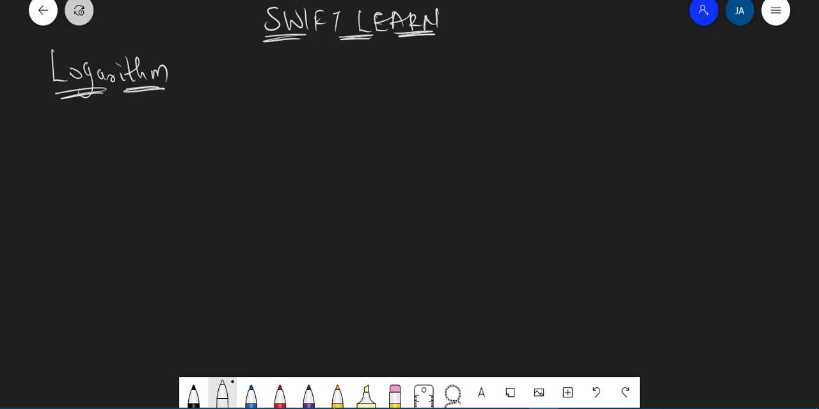Logarithm. Let's talk about logarithm equations. How do we solve equations involving logarithm? Now, starting from where we stopped yesterday, we talked about the laws governing logarithm, and we talked about plus turning to multiplication, minus turning to division.